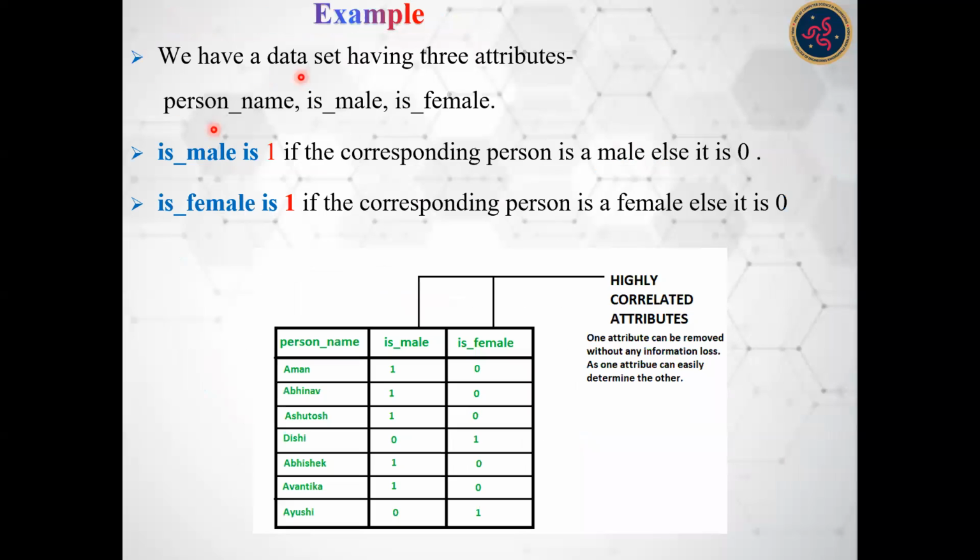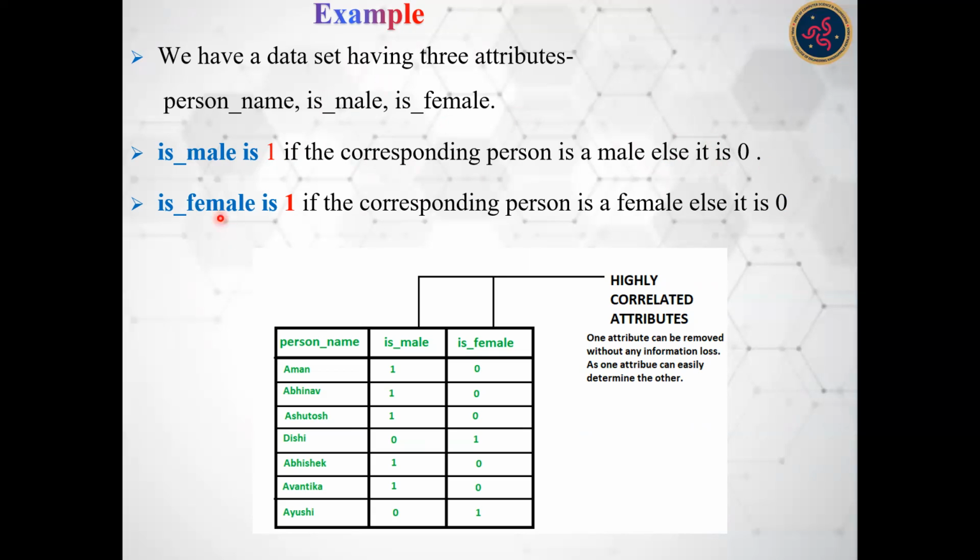For example, suppose we have a data set having three attributes: a person name, and two fields, is male and is female. The values inside these attributes are such that if the person is a male, then is male will be 1, and the other value, that is the female value, will be 0.